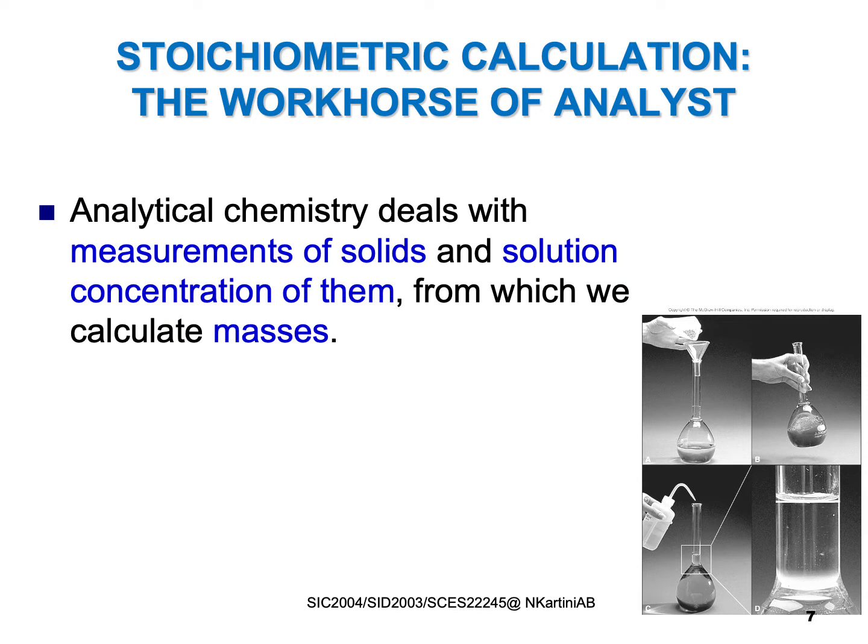Okay, I have already said several times that analytical chemistry deals with measurement of solids and solution concentrations of them, from which we calculate masses. What does this statement mean? If you read properly, it says that analytical chemistry deals with measurement of solid. What does measurement of solid mean? That means this is a solid that you want to measure.